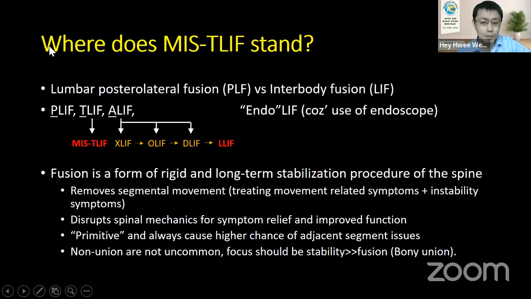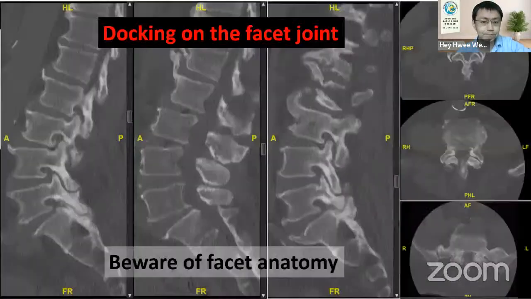And I would stress that it's more important to maintain stability than true fusion, even though fusion is always our target, but we do know that sometimes we don't get fusion.